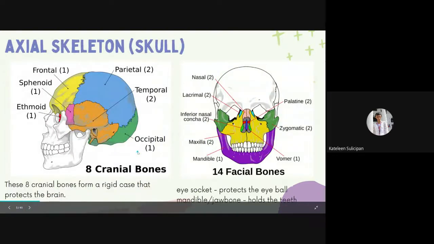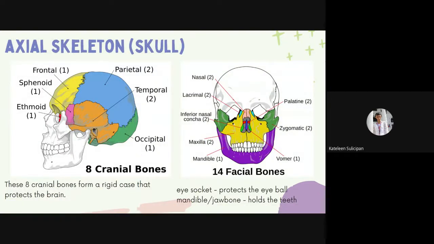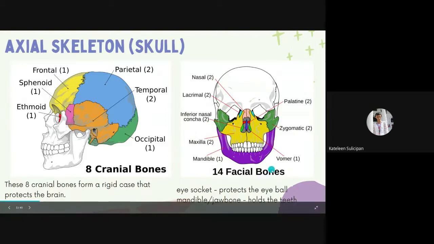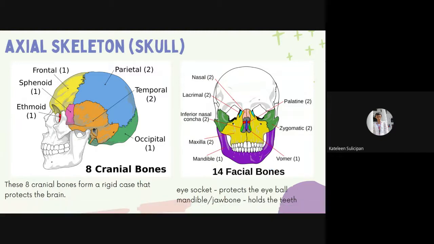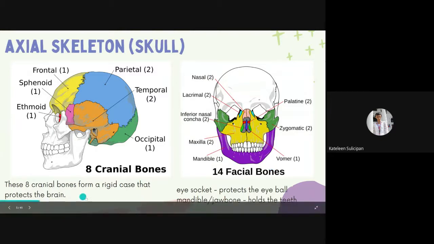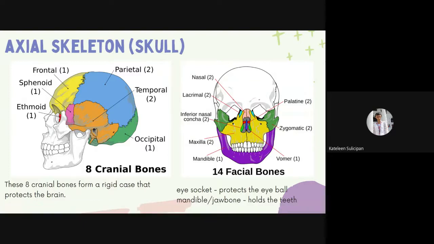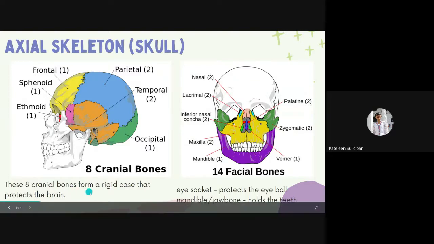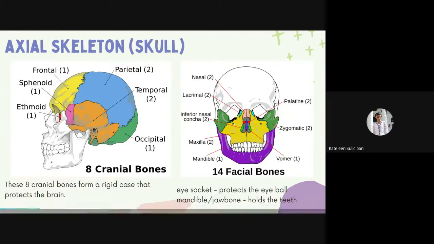Next. Dito pinapakita yung axial skeleton which is the skull. May 8 cranial bones and 14 facial bones yung skull natin. And so, ito yung sa image natin, these 8 cranial bones form a rigid case that protects the brain. Yung cranial bones is nagpa-form ng rigid case or matigas na case to protect the brain from danger. For example, kung nauntog ka sa pader, hindi agad yung brain yung matatamaan, kundi yung cranial bones muna natin.